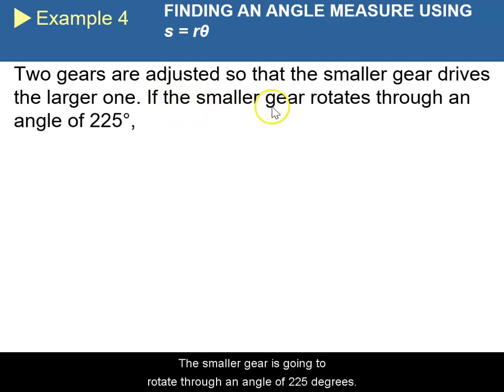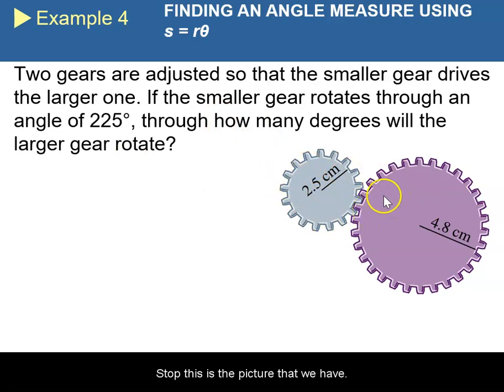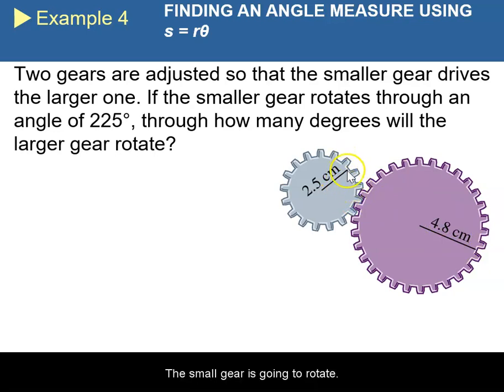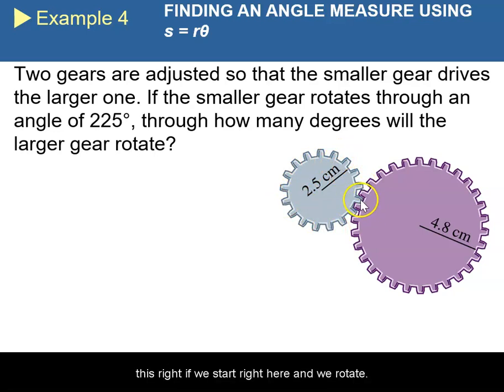Okay. The smaller gear is going to rotate through an angle of 225 degrees. So this is the picture that we have. The small gear has a radius of 2.5 centimeters. The large gear has a radius of 4.8 centimeters, almost twice as large as the small one. The small gear is going to rotate 225 degrees, right? So more than 180. And so what we want to know is, if we start right here and we rotate 225 degrees, how much is this then going to rotate?